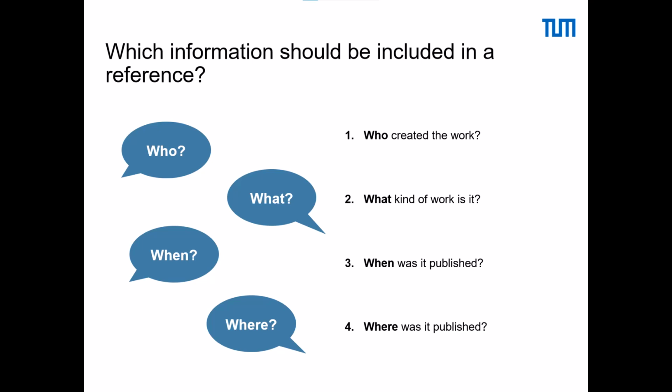So these four pieces of information have to be in every reference. Your reader needs these four pieces to find your reference. So who wrote it, when was it published, what is it, what kind of source, and where was it published. Those are the four questions you have to answer with each of your references.